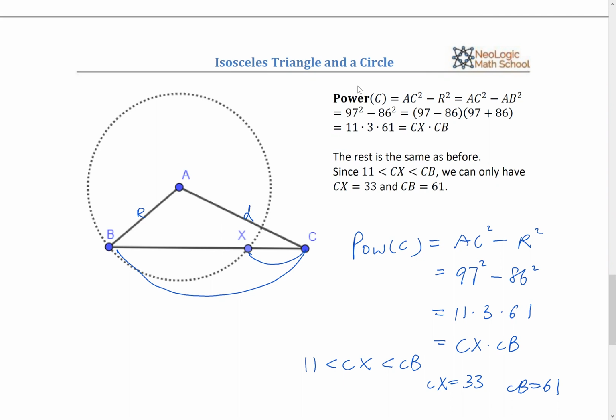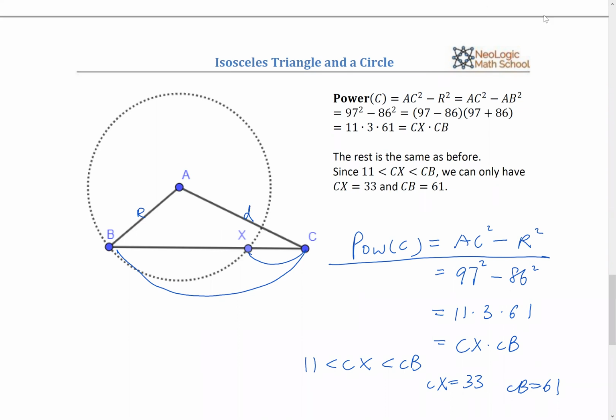Okay, so this time I didn't even connect AX, right? We just think about the circle, think about the power at point C, and we solved it straight ahead, in 1 second, like this. Write down this equation and problem solved.